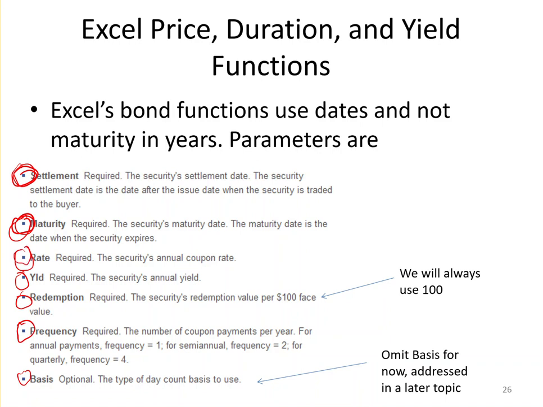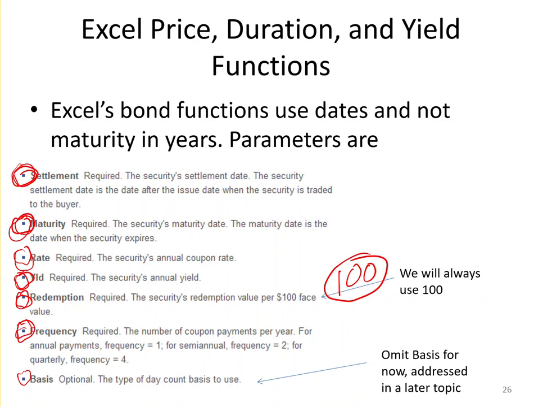The other parameters are the rate. Now it just says rate, but that's actually the annual coupon rate. There's the yield. That is actually the yield to maturity, or you can think of it as the discount rate. It also has a required parameter of something called redemption. Now, redemption is always going to be the number 100 for this course. Redemption refers to, at maturity, what percentage of the par is repaid to the owner. So we're just going to put in 100.